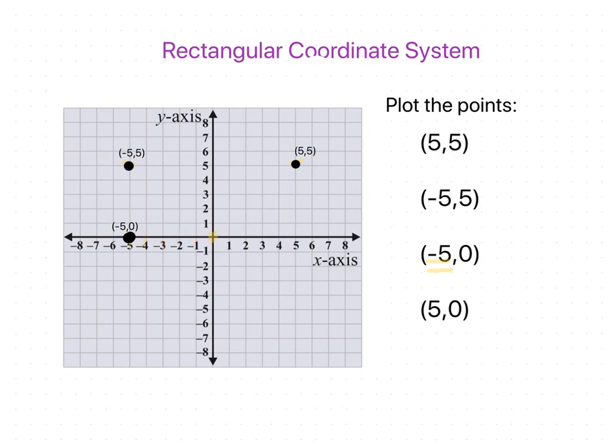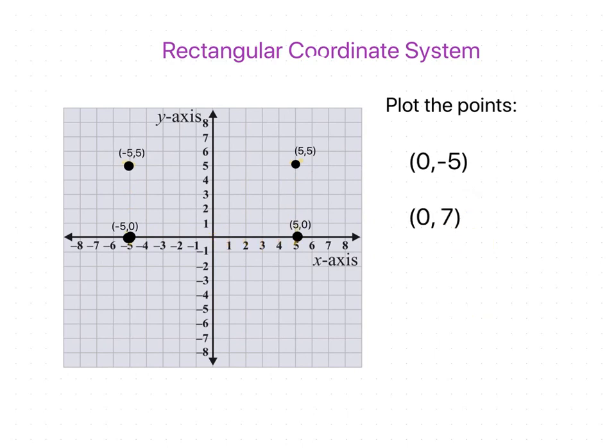Okay, finally, let's go ahead and plot 5, 0. Starting at the origin, we're going to move 5 to the right. Positive 5. 1, 2, 3, 4, 5. Stop there. And our y coordinate is telling us to go nowhere else. Okay, so we're again on the x-axis. Notice that when we have a y coordinate of 0, we end up on the x-axis.